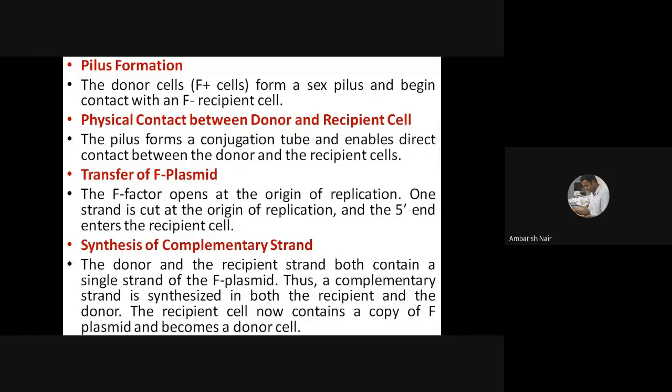And synthesis of complementary strand. The donor and the recipient strand both contain a single strand of F plasmid. Thus, a complementary strand is synthesized in both the recipient and the donor. The recipient cell now contains a copy of F plasmid and becomes a donor cell. Now, both the cells are donor. It can continue the cycle. So, this is the way the cycles will continue.